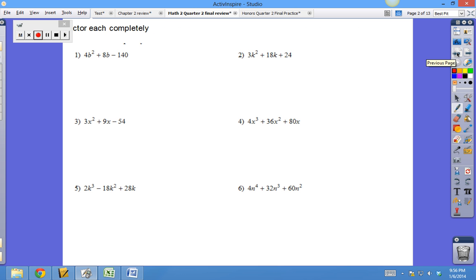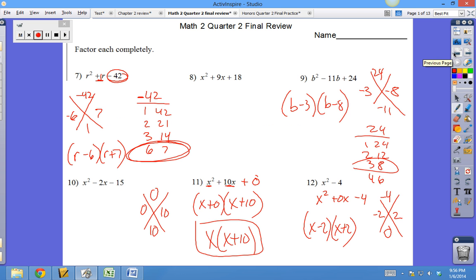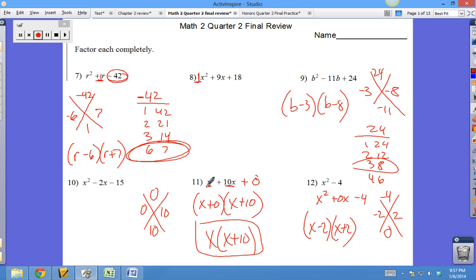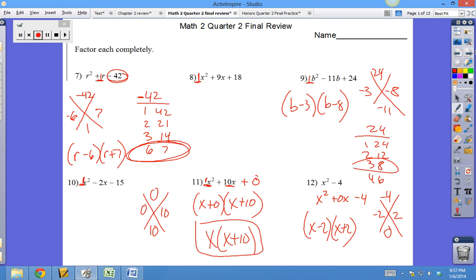So the first ones you did were kind of easy, but these next 6 are not easy. So the first ones are easy because they're simplified. They always start with a 1. Every single one of them started with a 1. That started with a 1. This started with a 1. So when they start with 1, they're simplified already.